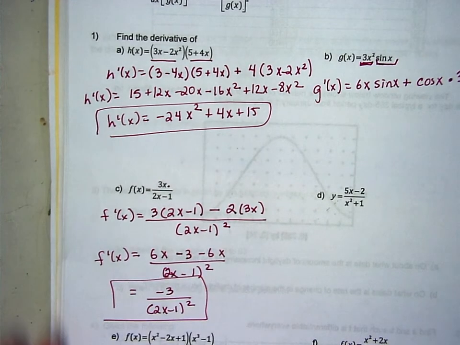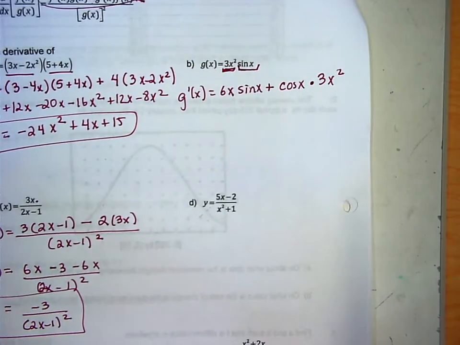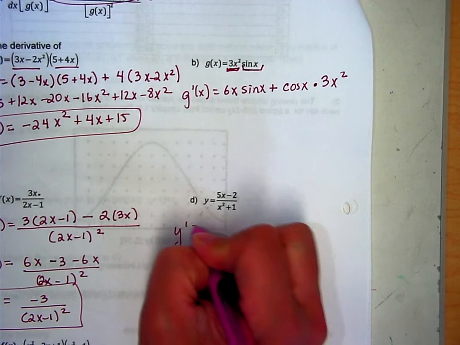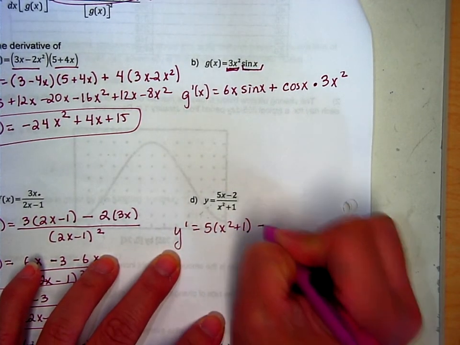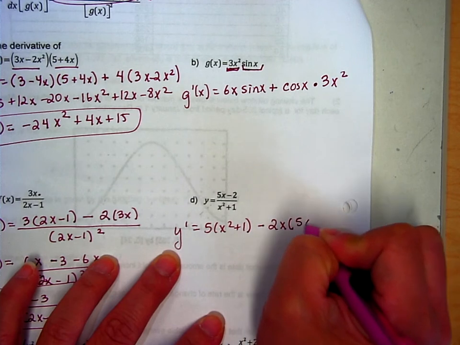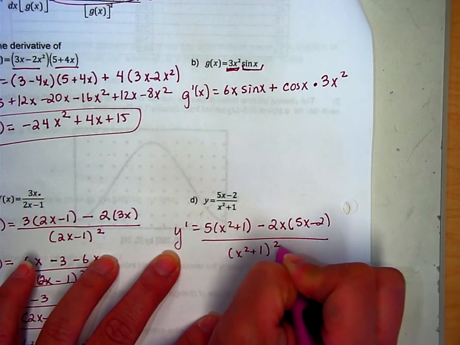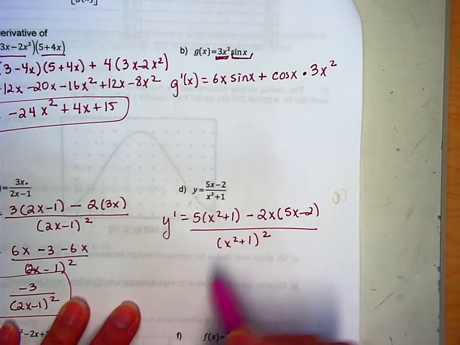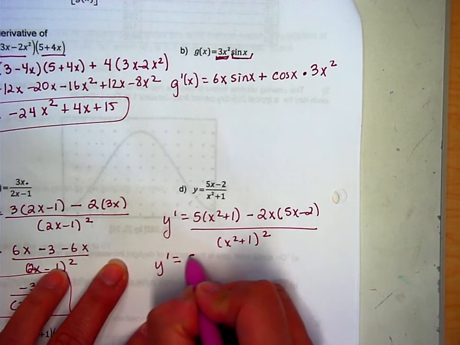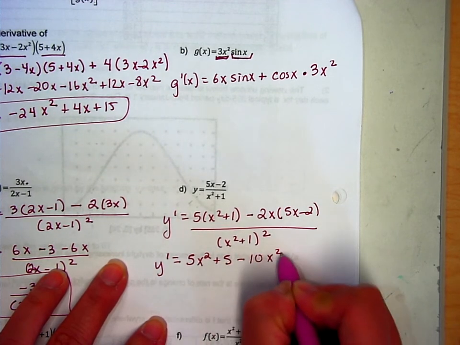There's my derivative. Okay, why don't you try the second one? Pause the video, and then come back to check your answer. Okay, the quotient rule says derivative of the top times the bottom minus derivative of the bottom times the top, all over the denominator squared. Again, if I look at the top, there's no GCF, so I'm going to multiply everything out on the top. 5x squared plus 5 minus 10x squared plus 4x.